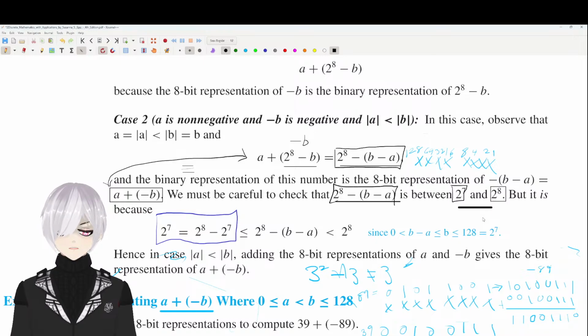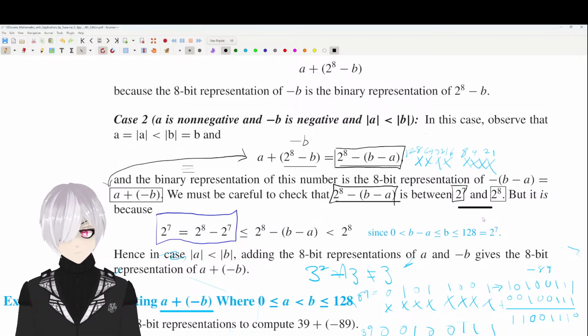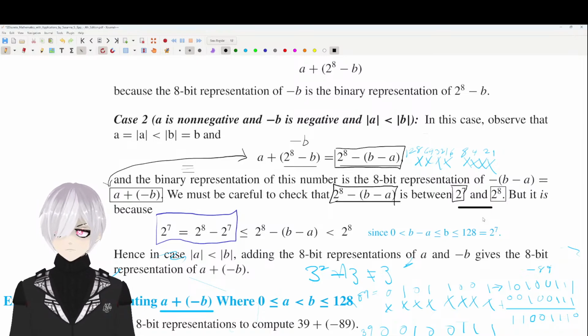And in this case, if you have the representation of the negative number and you put that in decimal, that decimal number would be the decimal version of the two's complement of the absolute value of the negative number.